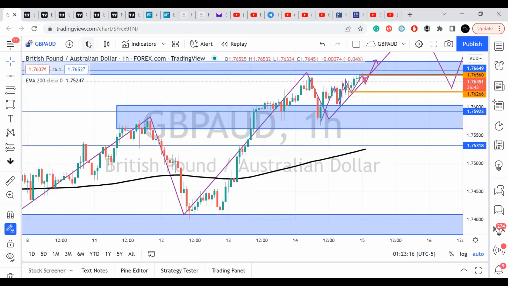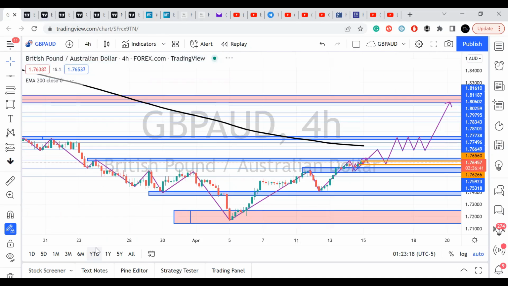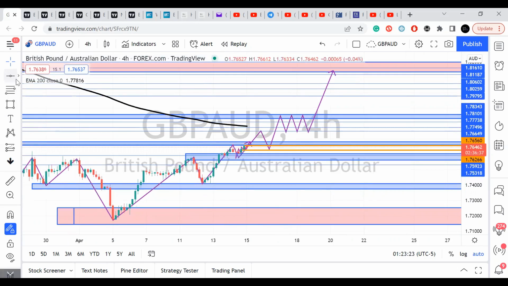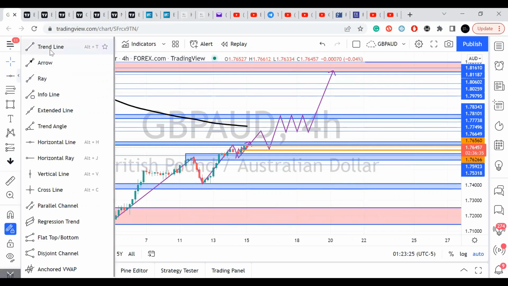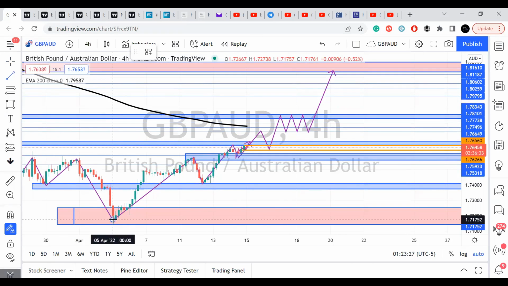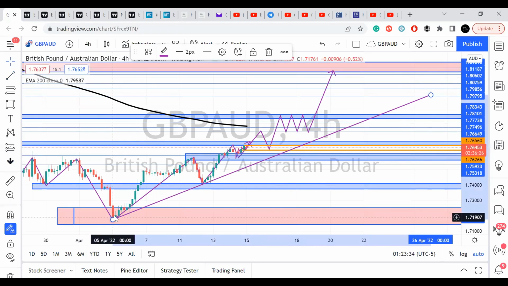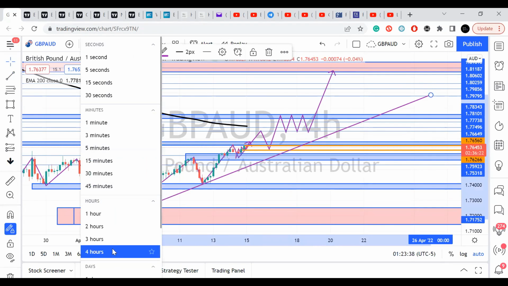I think what I did yesterday was, first of all, I was just like, what thing did happen? So I marked up. I came to 4 hours. I drew this trend line like this. So I saw this trend line. It touched here. Then I moved down to the H1 time frame.